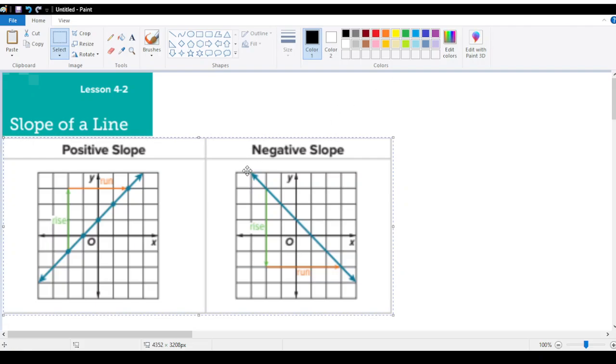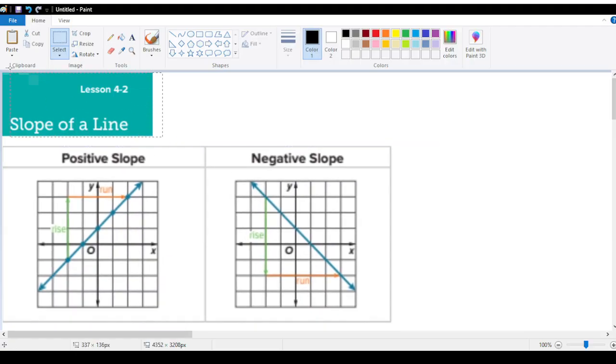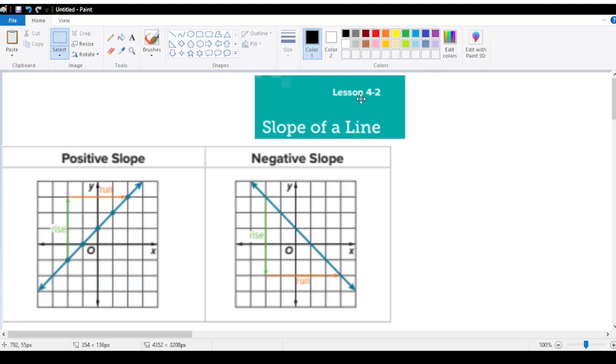Okay, Shamsa. In order to know if the slope is positive or negative, today we are talking about the slope of the line, and we know that the slope is what? What is the slope rule, Shamsa? Do you remember? Rise over run. That's right. So the slope is rise over run.